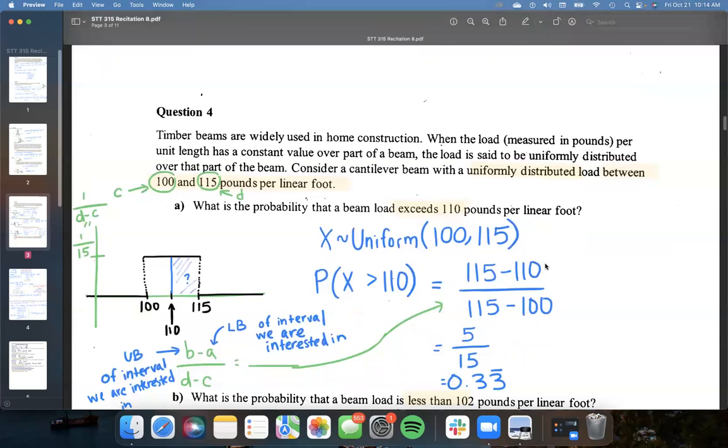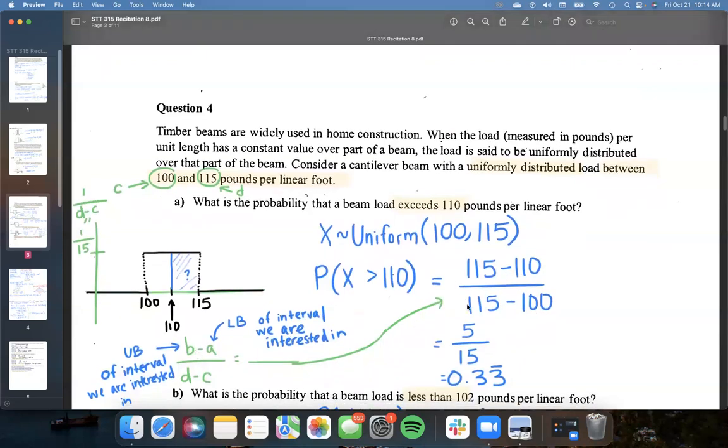And how do we get this? So here, the formula you should have been taught was B minus A divided by D minus C. So our D and C are given for the distribution, and our B is the upper bound of the interval we're interested in, and our A is the lower bound of the interval we're interested in.